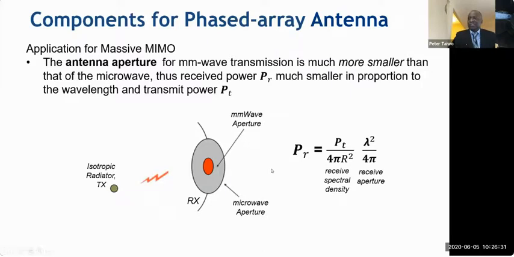So let's examine each of the components that are used for the array antennas. At millimeter wave, antenna aperture is much smaller than what we have for the microwave. Of course, the disadvantage of that is that we are going to be receiving much smaller power. But because of the miniature components of the antenna, we can pack several antennas together, which increases the power as well as giving us the opportunity to steer the signal we're trying to transmit.